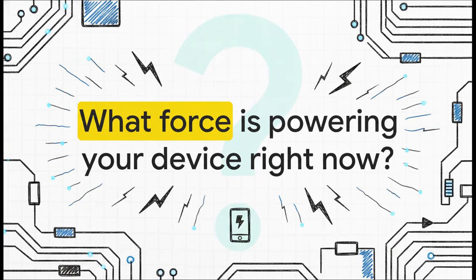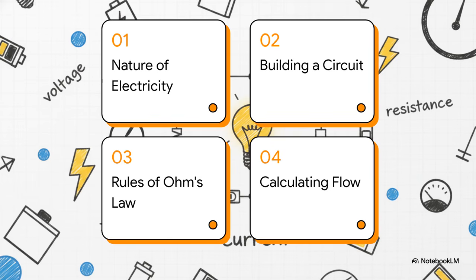So let's ground ourselves in reality for a second before we get into the heavy science. I want you to ask yourself, what exactly is the invisible force powering the device you're using to watch this right now? I mean, we flip switches and plug in chargers every single day without even a second thought, right? But underneath the casing of your phone or your computer, there's this highly orchestrated mathematical flow of tiny particles just working around the clock. Here's our roadmap for today. We'll start with the nature of electricity, then we'll build a simple circuit. After that, we'll dive into the rules of Ohm's law, and finally, we'll wrap up by calculating the flow.